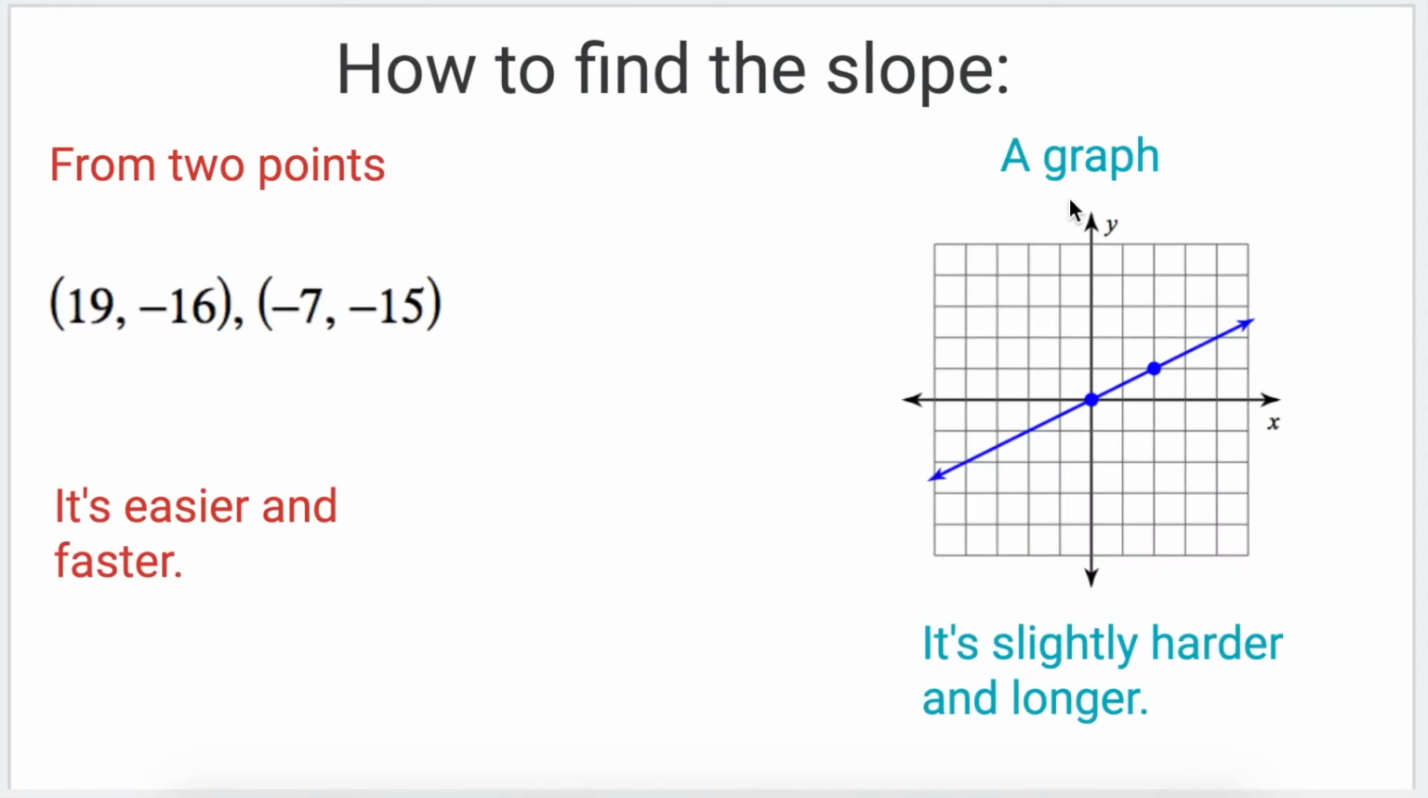How do we find the slope of a line? There are two ways that we can do this. Either we're going to use 2 points on the line, and this is usually an easier and faster method, or you can be given a graph and then you need to find the slope. This is slightly harder and longer because it requires a few more steps. We're going to go through each of these two scenarios using examples, and you're going to see just how easy it is to find the slope of a line.